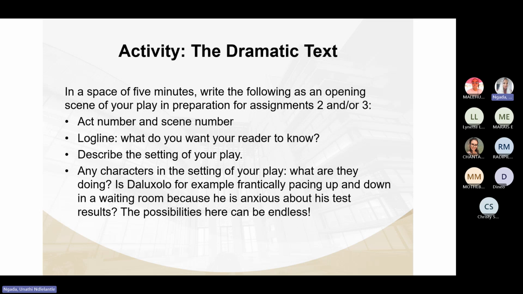Nomsa walks into the stage, hurriedly opening the door, sounding of a door opening, shouting, "Muzi, Muzi." Remember, okay, this is good.